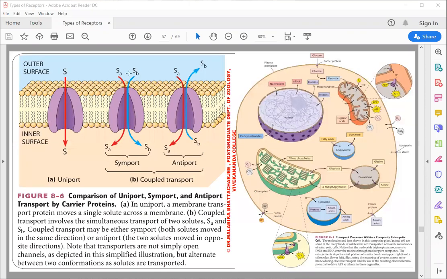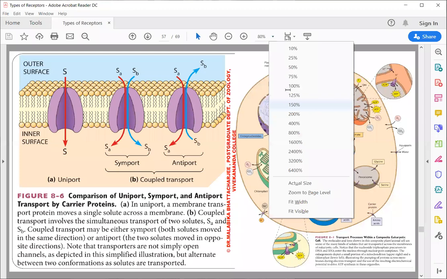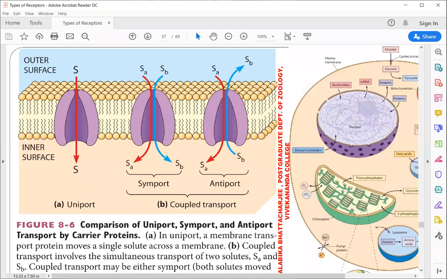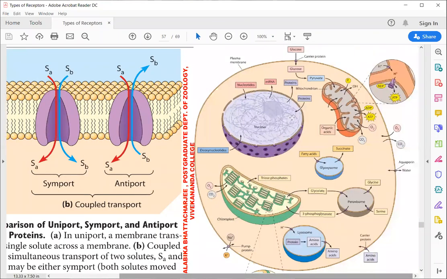This is another beautiful picture of symport and antiport. So I wanted to show you this picture. And now I wanted to show you this picture. This gives you an idea about the number of molecules. This picture is right now a bit less magnified. You can magnify it on your own screens. You can see the number of molecules that are being transported within a cell on and off.